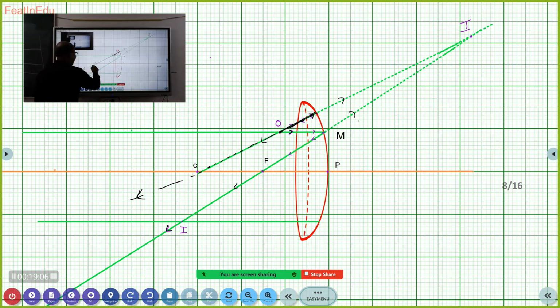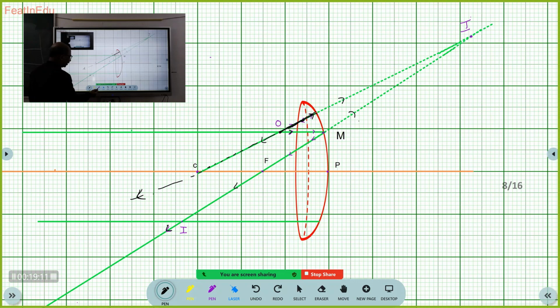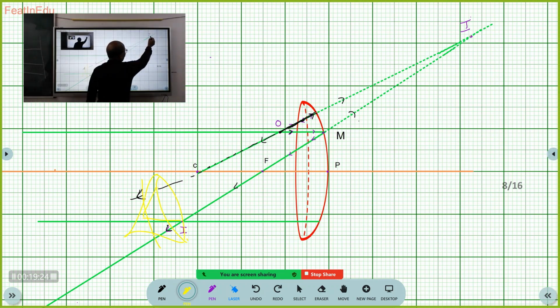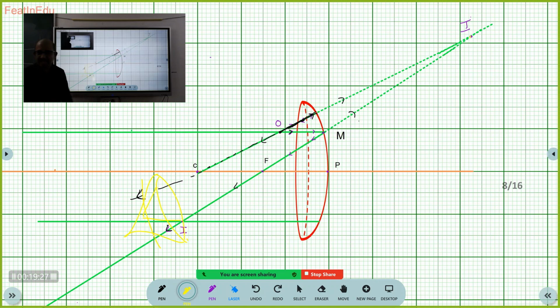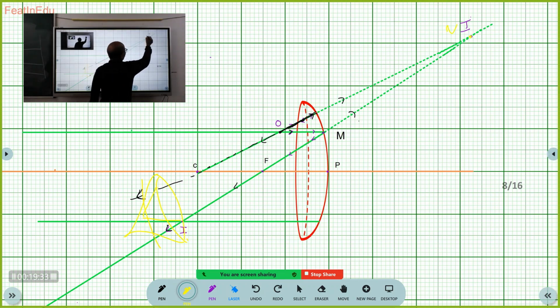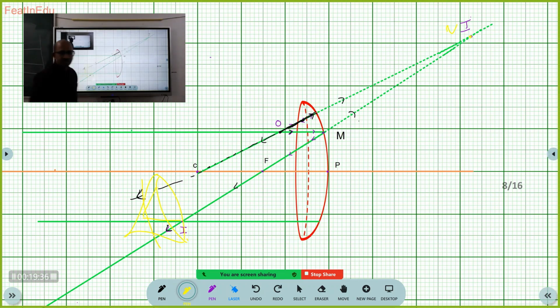So if you keep your eyes here, then you will see the image of this object. So your eye will see as if the object is here, as if the rays are coming from here. Are you understanding? Yes, sir. So what is this? Virtual image. This becomes the virtual image.